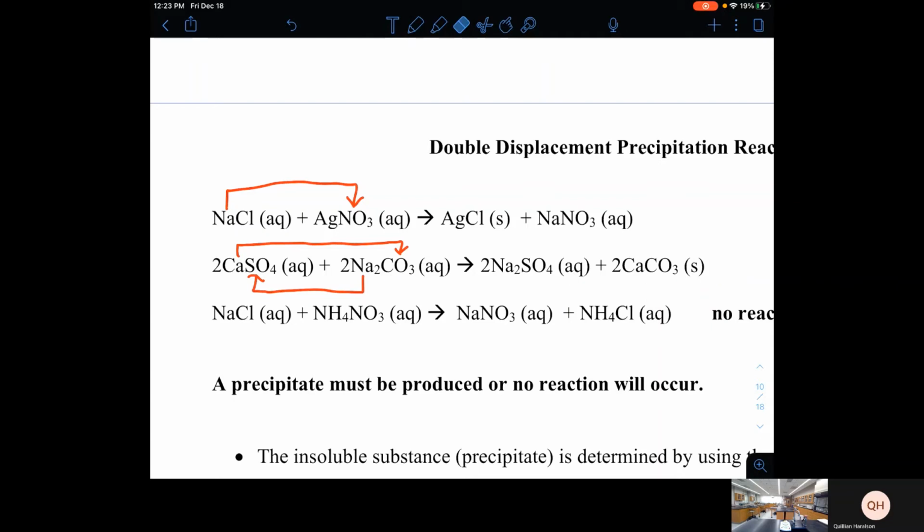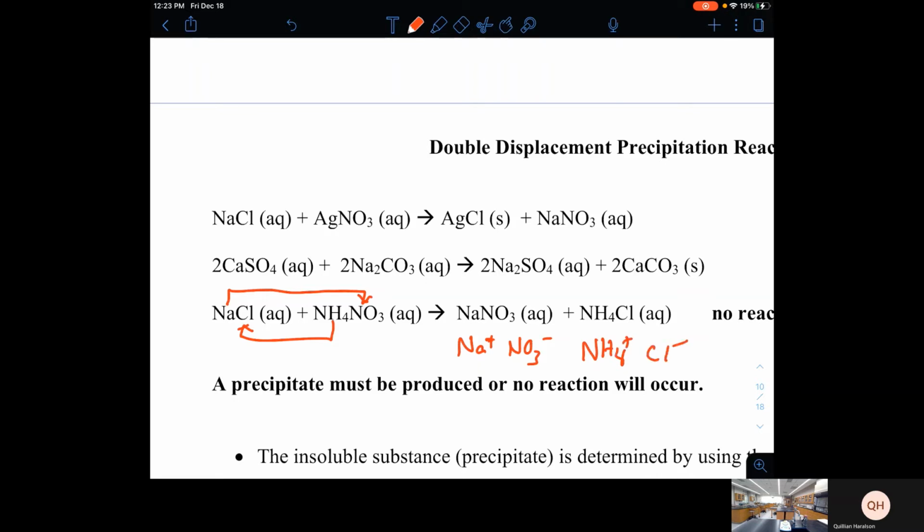But I do want to speak on this next one. This next one is interesting. When I switch partners here and have sodium go off with nitrate and ammonium go off with the chloride, and when they do switch, I'm going to end up getting now sodium, which is a +1, nitrate, NO3 -1. So I get a 1-to-1 here. Ammonium, you're a +1, chloride, you're a -1. So I get a 1-to-1 here as well. But if you look at both of the products here, both of the products happen to be aqueous.